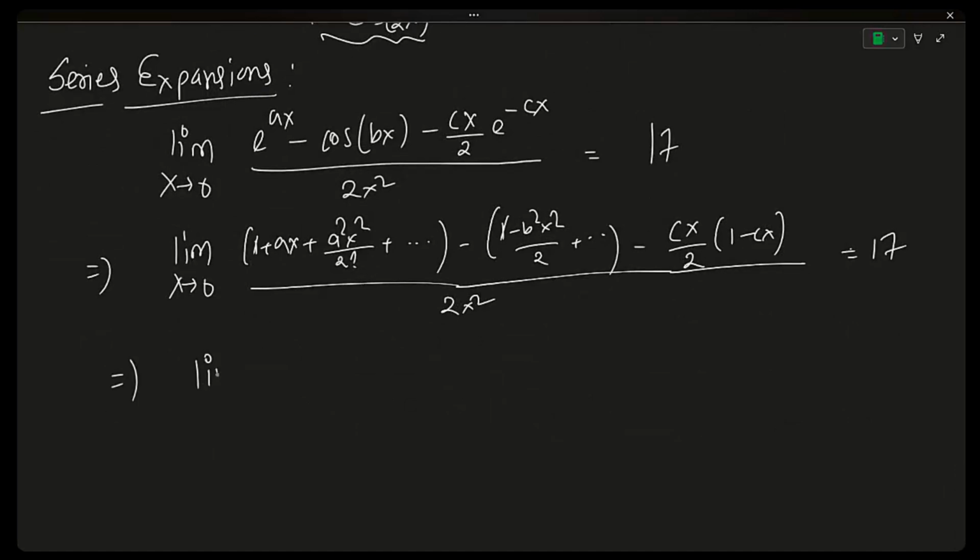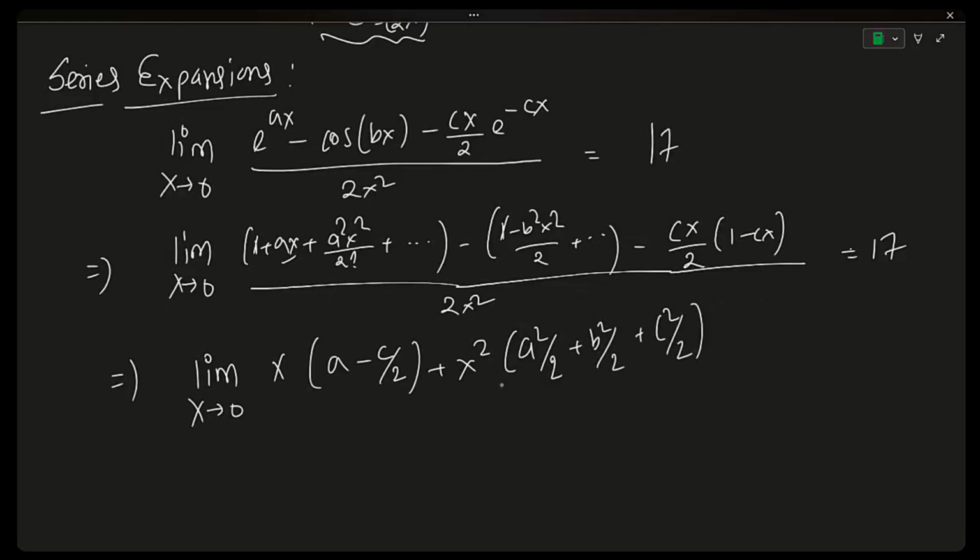Next we have limit x tends to 0. Let us collect the coefficients of x first. So we have a, and now I think we have minus c by 2. And then let us collect the coefficients of x square, which is a square by 2. Then I think we have b square by 2, and again we have c square by 2. Let us write it like this, by 2x square is equal to 17.